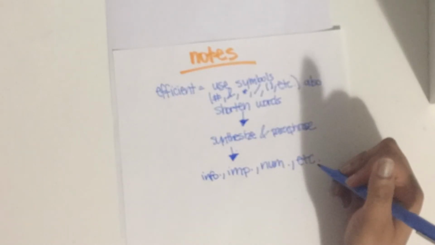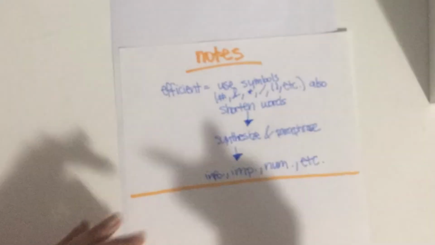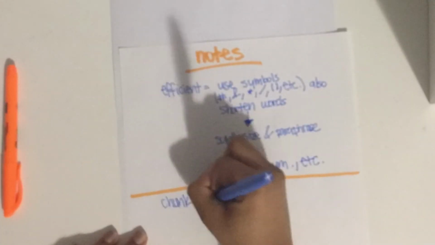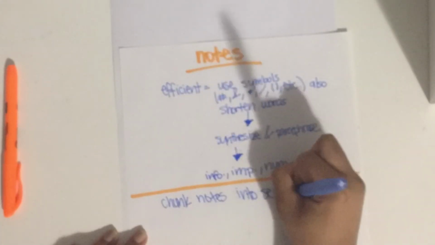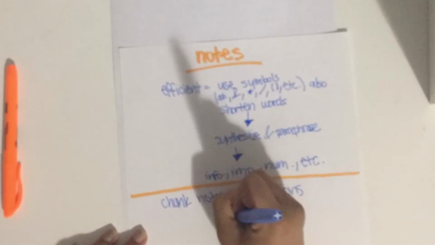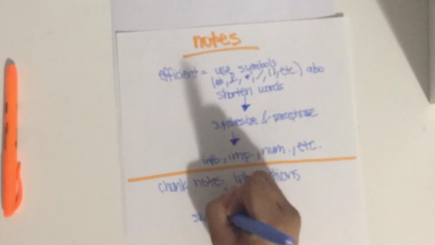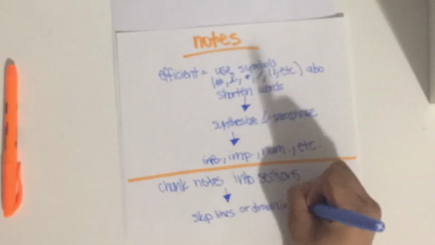So after you've done that, you need to chunk your notes, meaning you draw a line, you skip a line, just to make sure that you're changing between each main idea. So this can be highlighting, using a highlighter, using a pencil, or just simply skipping a line.